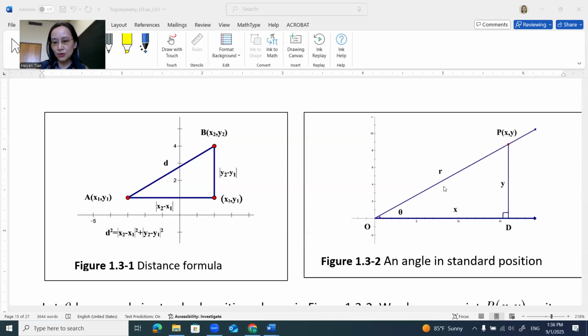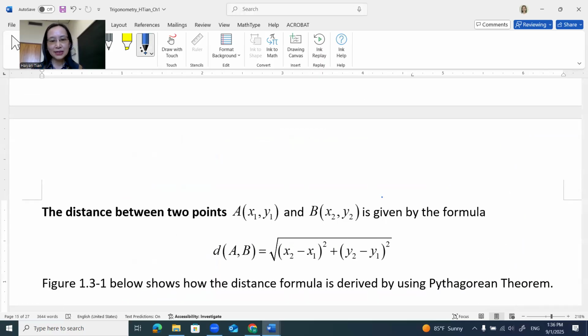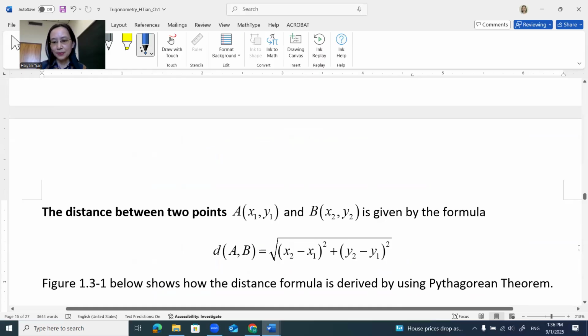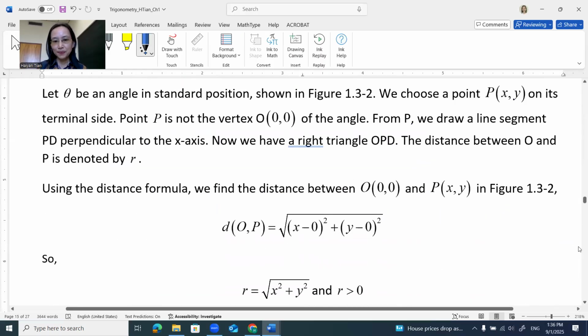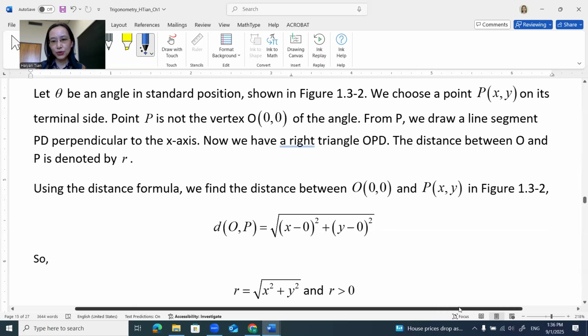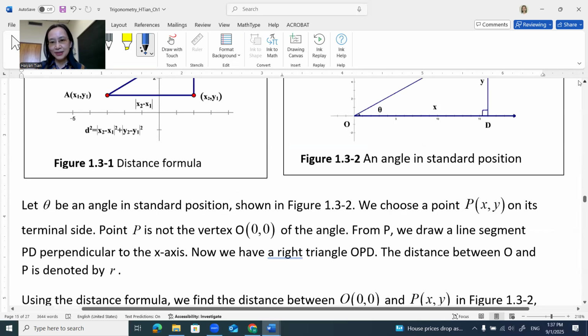So to take a closer look at the distance formula between the 2 points again, just remember that's all we need to do. So now let's apply that formula to a very special case.